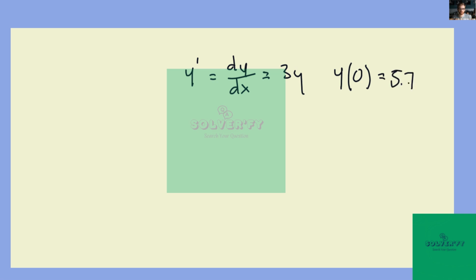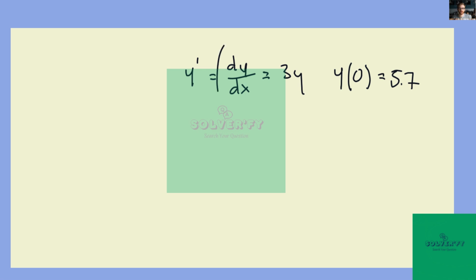Okay, we have the following initial value problem. We're told that y prime, which is equivalent to dy over dx, the derivative of y with respect to x, is equal to 3y, and we're given the initial value that when x is 0, the function y is equal to 5.7. So how do we solve this?